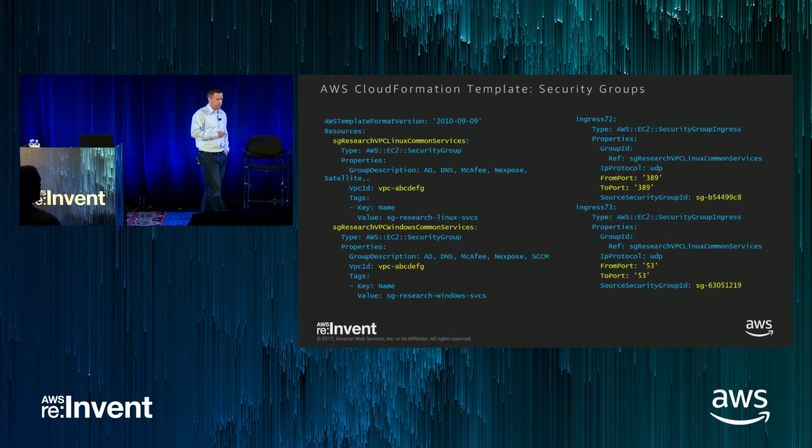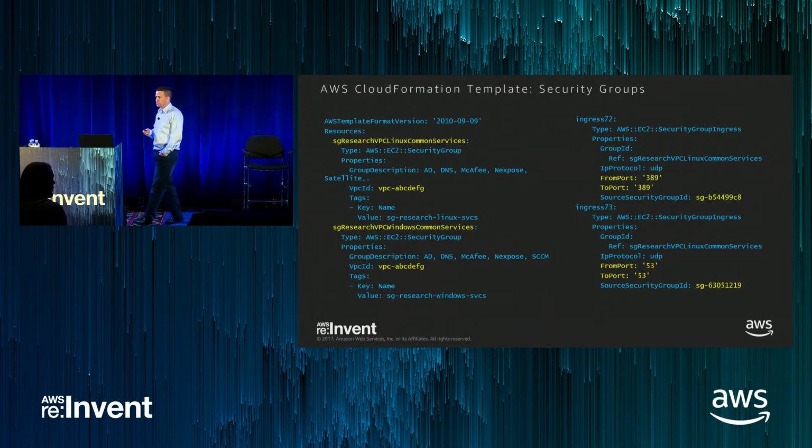And this is a snippet from one of our CloudFormation templates that builds a couple of shared services security groups. On the left, you'll see the definition of those security groups, and you'll see the VPC being selected for each one. And then on the right, you'll see the ingress rules. On the lower right, you'll see a DNS rule that's allowing port 53, and it refers to the source security group ID of the DNS servers in our shared services VPC.